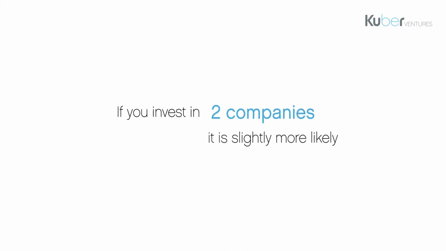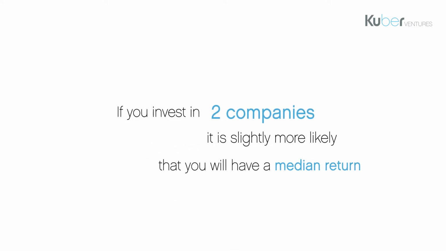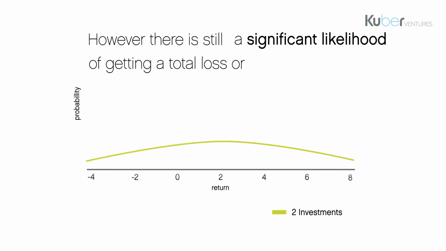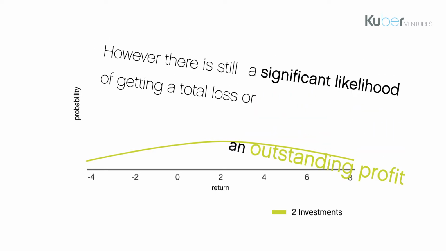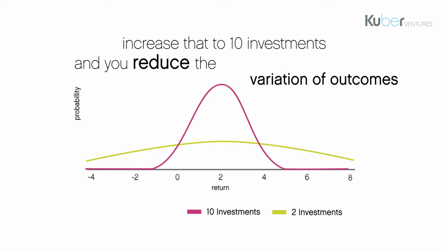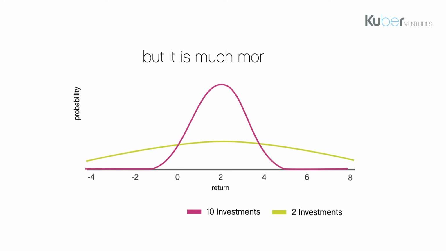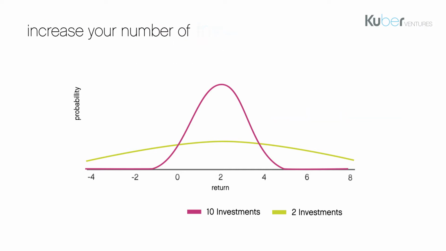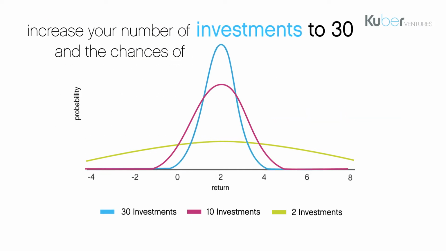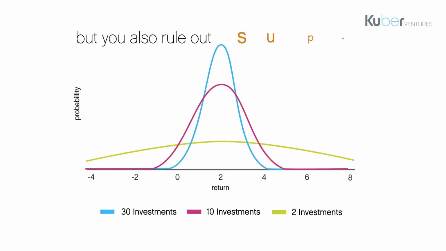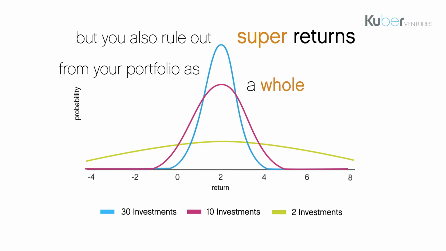If you invest in two companies, it is slightly more likely that you will have a median return. However, there is still a significant likelihood of getting a total loss or an outstanding profit. Increase that to 10 investments and you reduce the variation of outcomes, but it is much more likely that you get a median return. Increase your number of investments to 30 and the chances of losing money start to diminish, but you also rule out super returns from your portfolio as a whole.